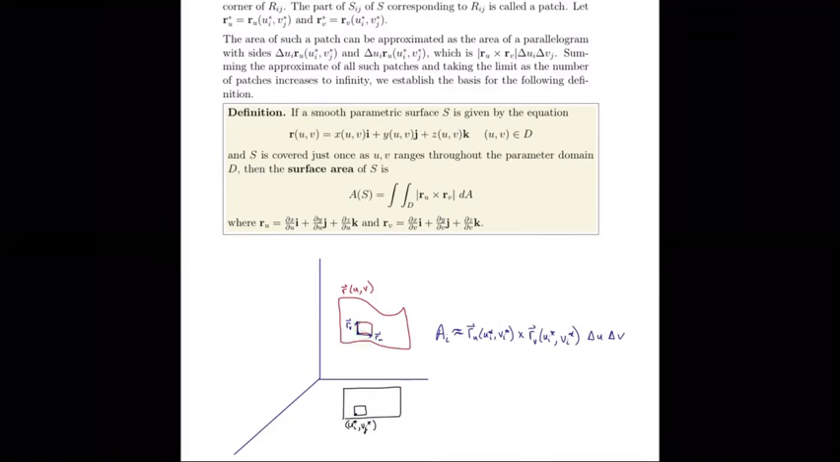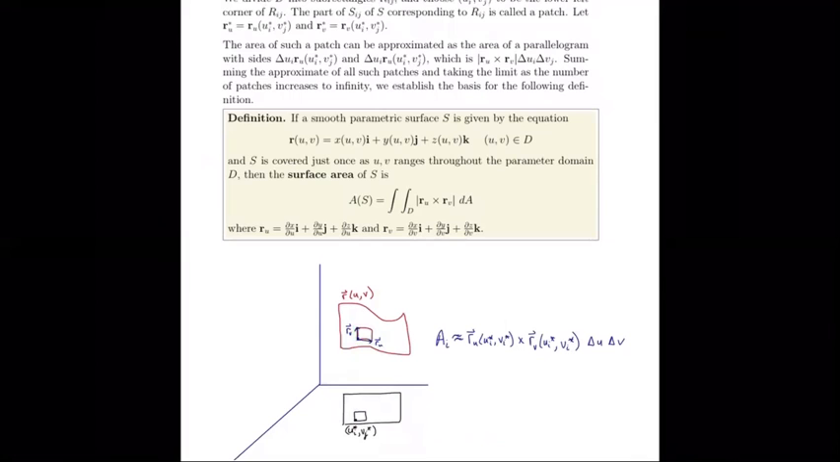So we can approximate the area then of this patch as the area of a parallelogram. And the area of a parallelogram would be this vector r sub u at u_i star, v_j star, cross r sub v at u_i star, v_j star. And of course, really truly the secant of each of these lines is delta u times r sub u and delta v times r sub v.